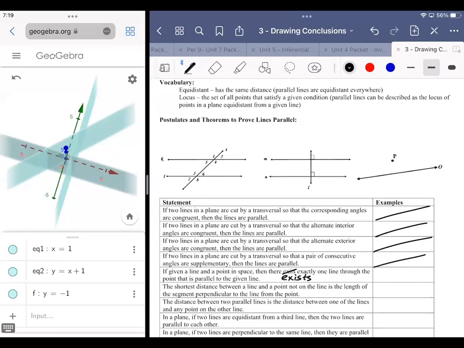If two parallel lines are cut by a transversal, then the corresponding angles are congruent. If the corresponding angles are congruent, then the two lines are parallel to one another. If the alternate interior angles are congruent, then the lines are parallel. If the alternate exterior angles are congruent, then the lines are parallel. If the consecutive angles are supplementary, then the lines are parallel. Right. So all of those are converse statements of the conditional sentences on the previous page.